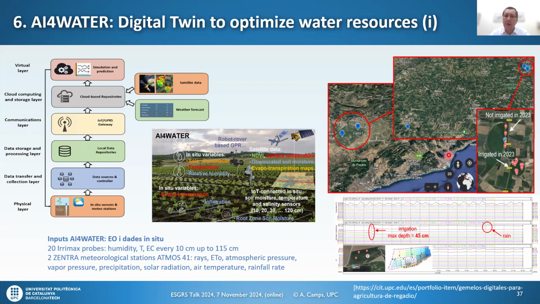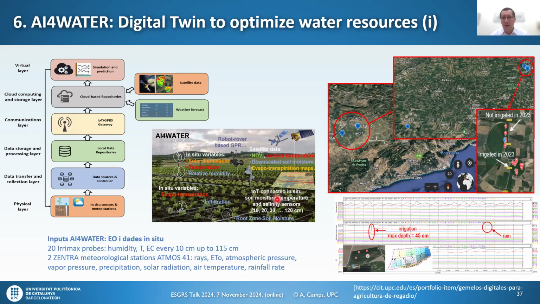So this is the Barcelona area. Here is where we have our 2 fields. Actually, this corresponds to the place where I showed you the NDVI before. And what we have is a network of 20 probes that measure in depth. And also we have meteo stations, we have satellite data providing NDVI, land surface temperature, the soil moisture downscaled from SMOS, etc., and evapotranspiration maps. Everything is interconnected through a network of IoT sensors.